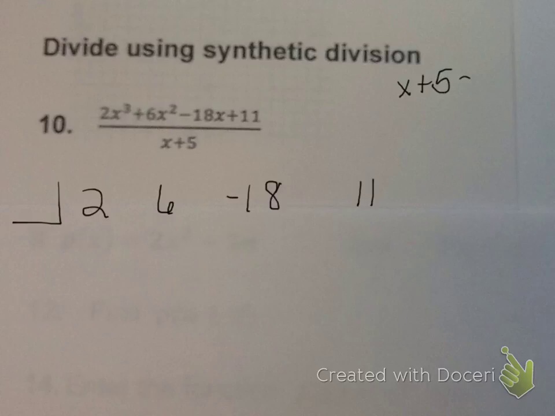Use synthetic division. Don't forget you have to find the 0 of the denominator by setting x plus 5 equal to 0 and solving, and you get negative 5.